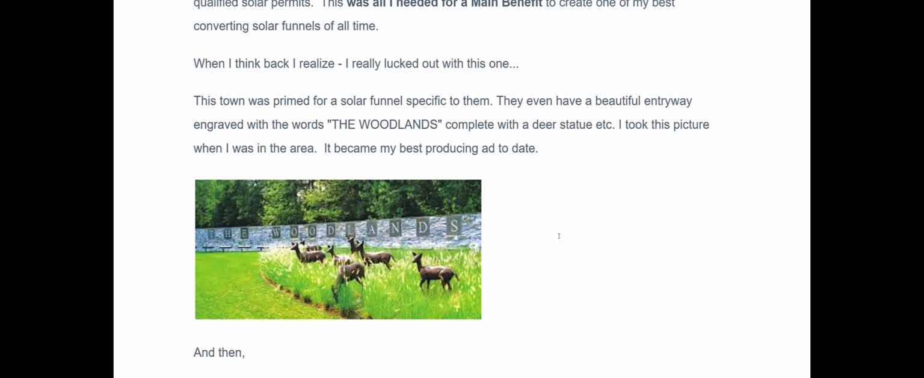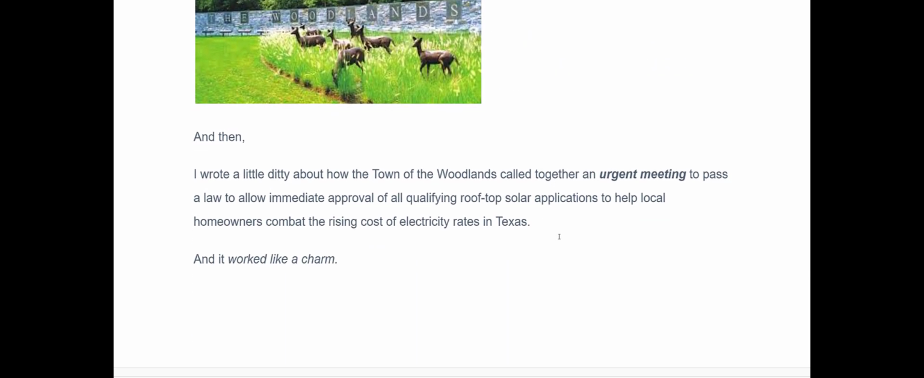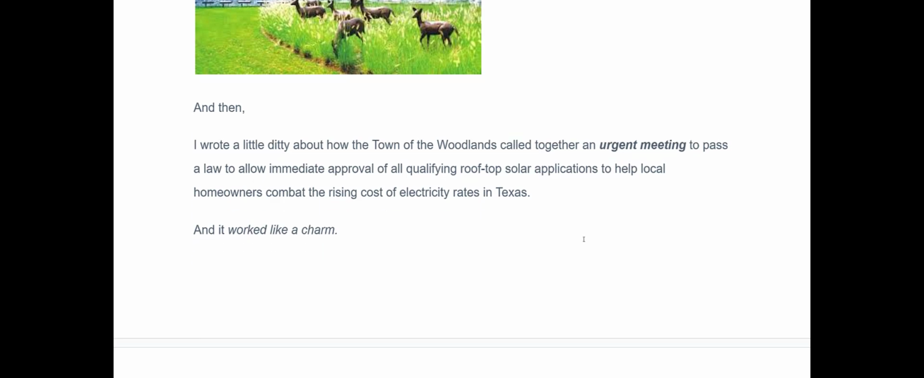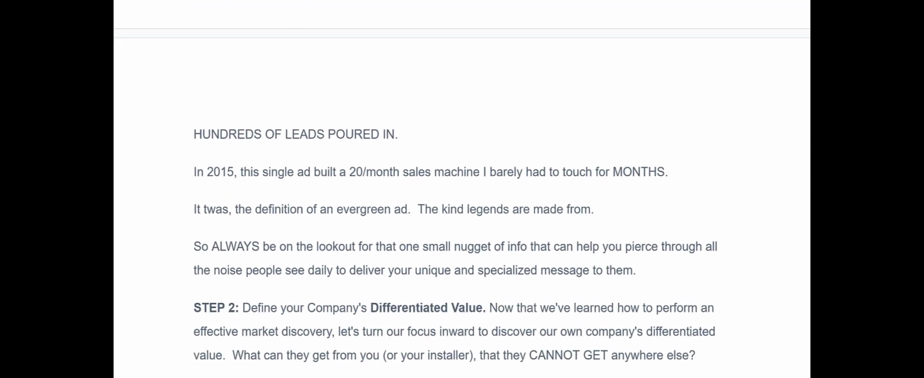Solar power saves money, net metering programs, this type of thing. It's not calling out someone who lives in a neighborhood, right? That's what this program will teach you how to do. And you can incrementally expand your area, and I'll show you how to do that and not lose this intimate marketing strategy. So I just wrote a story about what the town had done, okay? And I wrote that it was an urgent meeting to pass a law that would immediately approve all qualifying rooftop solar applications. And it was in an effort to combat the rising costs of electricity rates, right? And it worked like a charm. It produced hundreds of leads in the first 30 days.